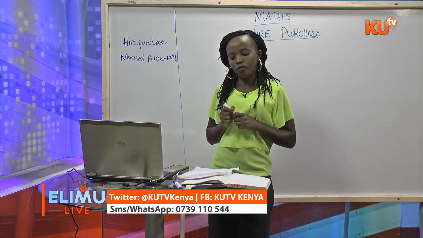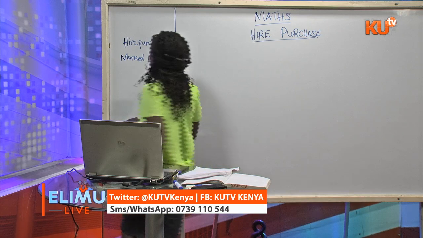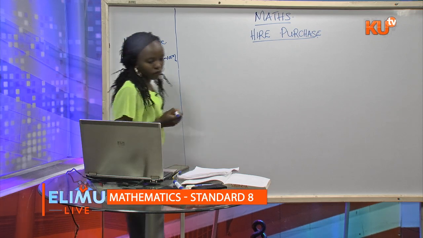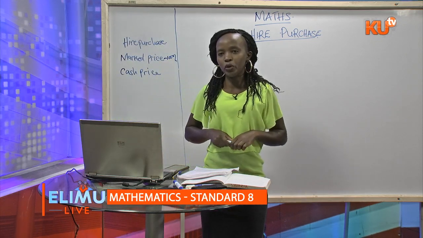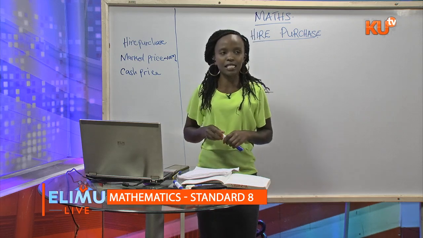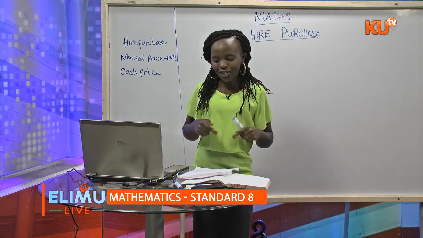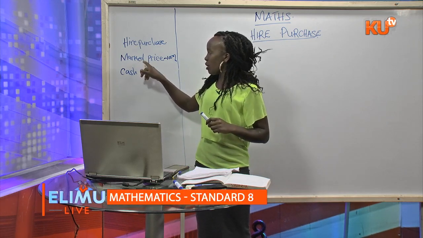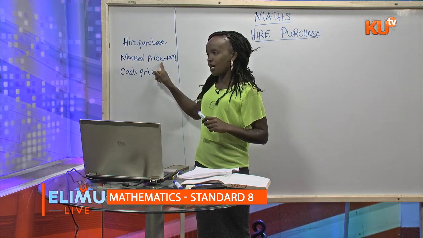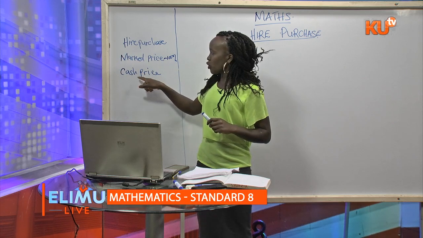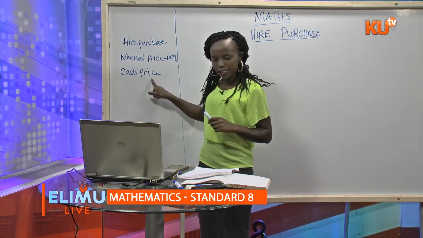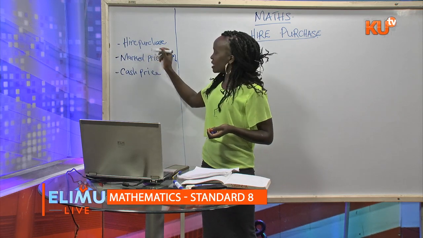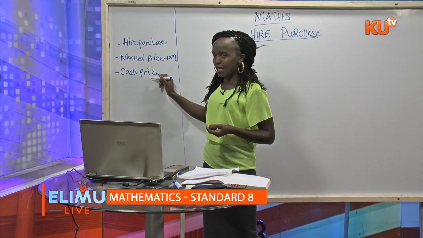Then number three, we have the cash price. Cash price is the amount paid in cash. In most cases, it is discounted. So there is a reduction that one is given on the marked price. From the marked price, we are given a discount. You pay in cash, so you buy it at what we call the cash price. So we have the marked price, the cash price, and the hire purchase price. The hire purchase price is always above the marked price and the cash price.